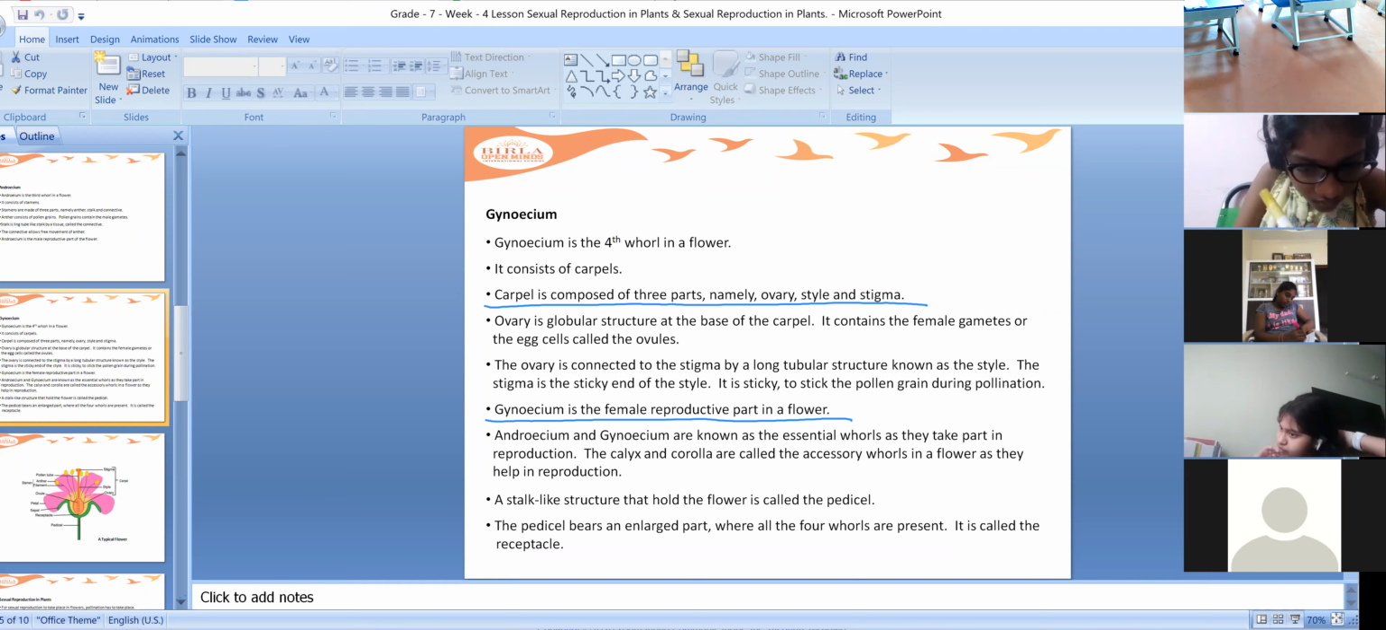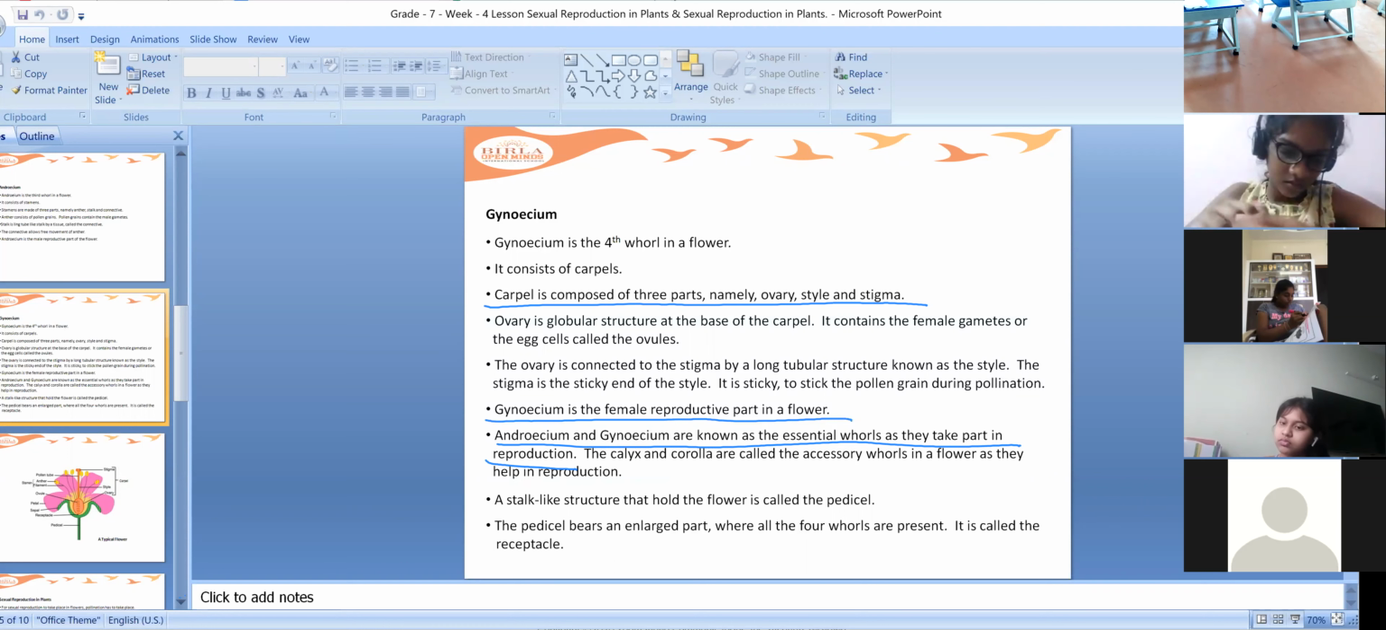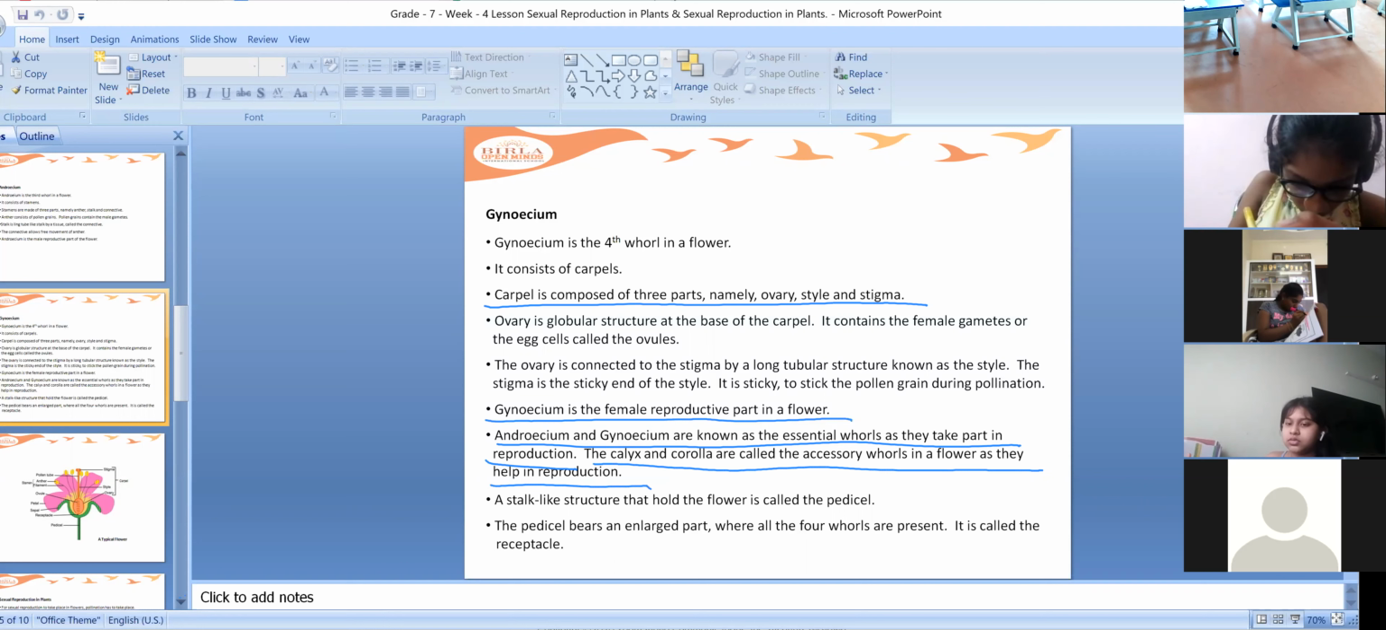So androecium is the male reproductive part in a flower, and gynoecium is the female reproductive part in a flower. Androecium and gynoecium are known as, please underline it, essential whorls, as they take part in reproduction. And the calyx and corolla are called accessory whorls in a flower, as they help in reproduction.